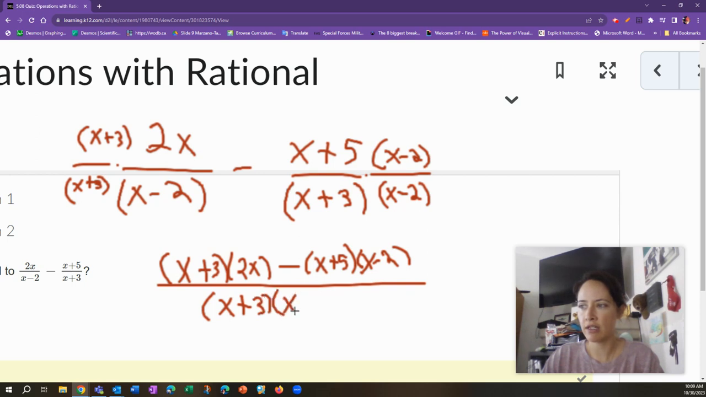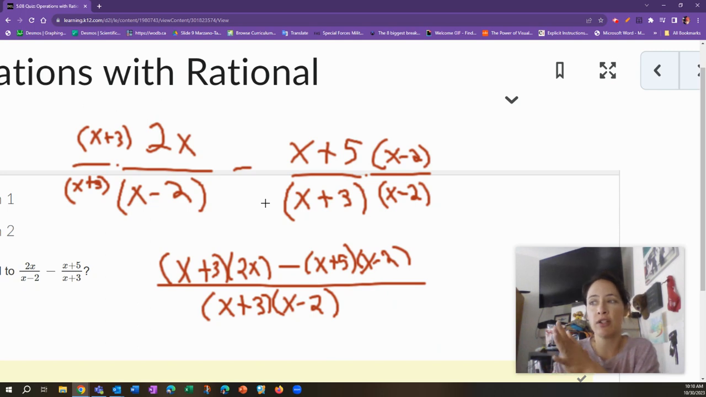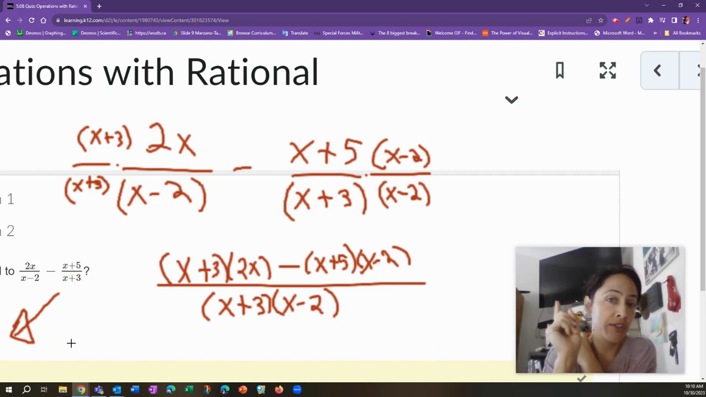times x minus 2. Okay, hopefully you're following along, because this will help build that muscle memory of, okay, what's going on? All we did was put it over a common denominator. Your answers will give you a clue. Always use that test-taking strategy. Always use everything available to you to be successful, but define success as understanding, not getting the right answer, or understanding as much as you can.